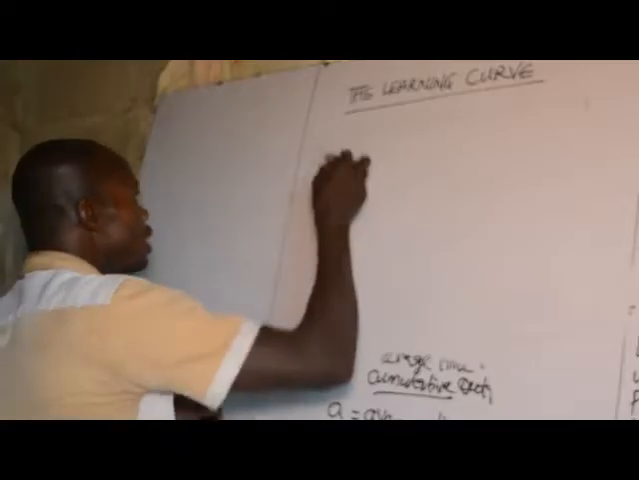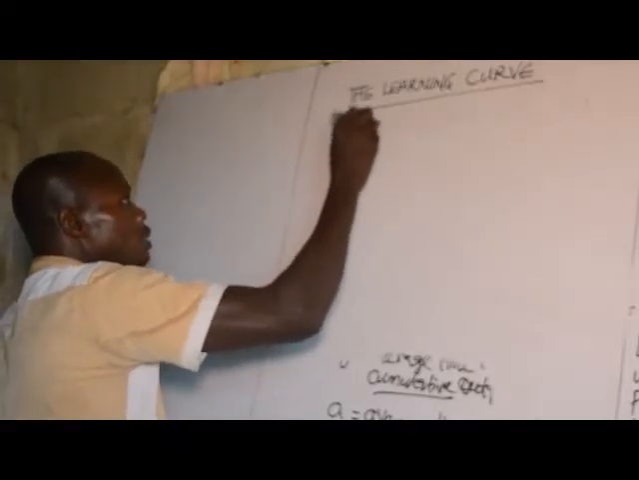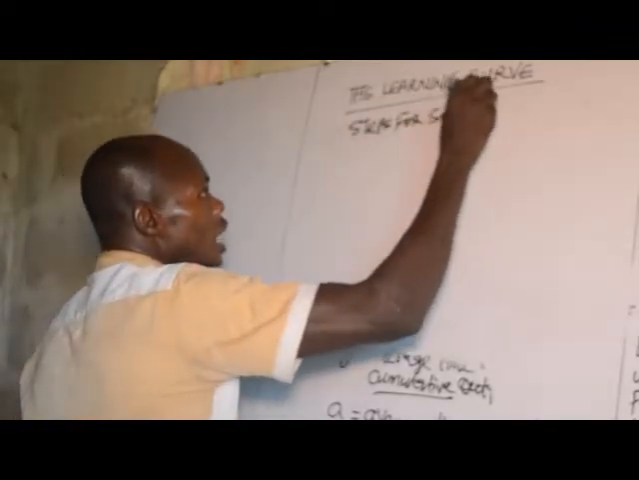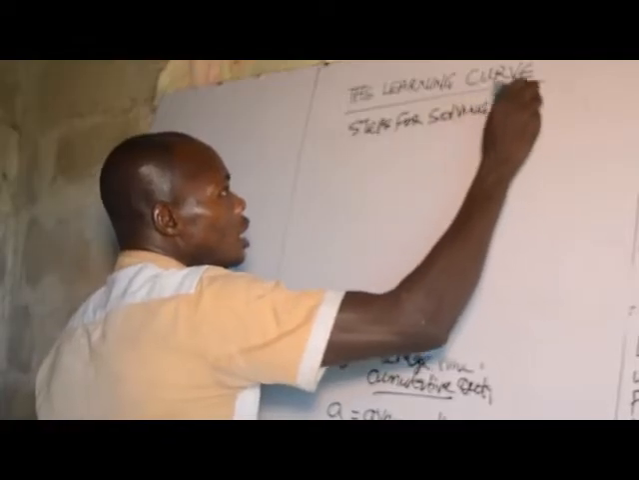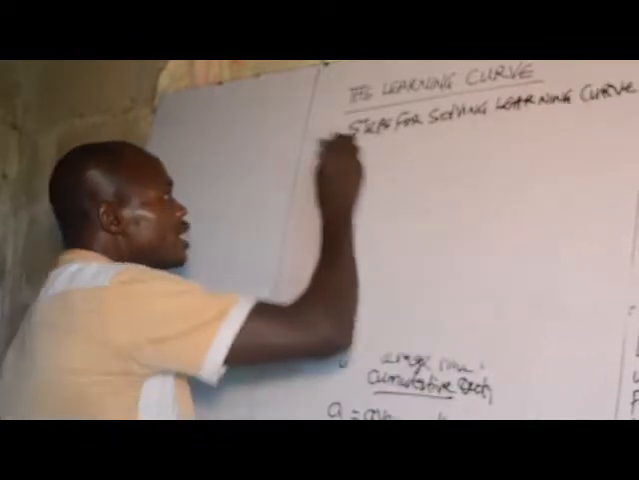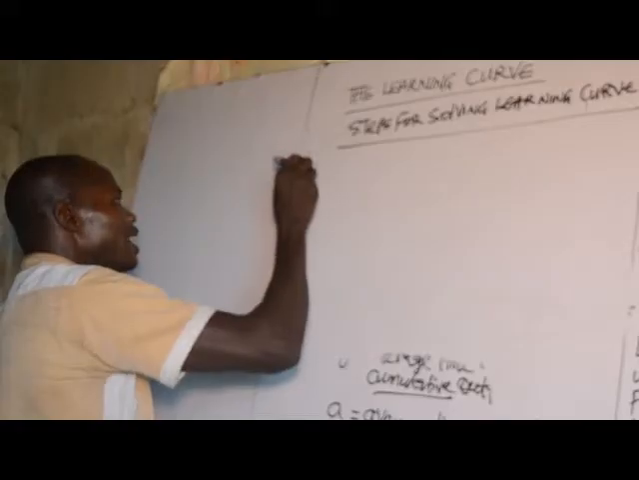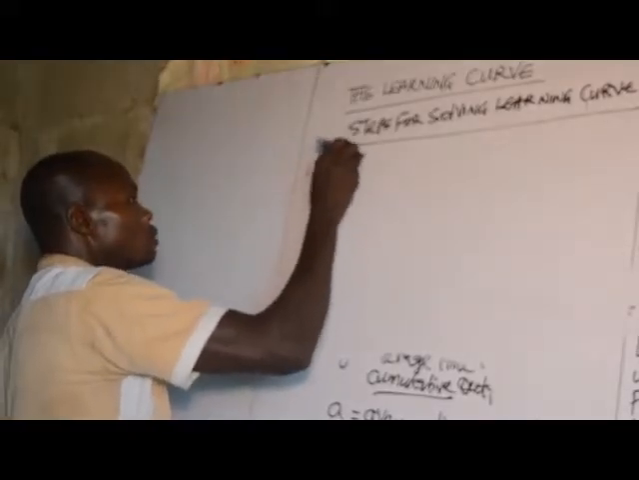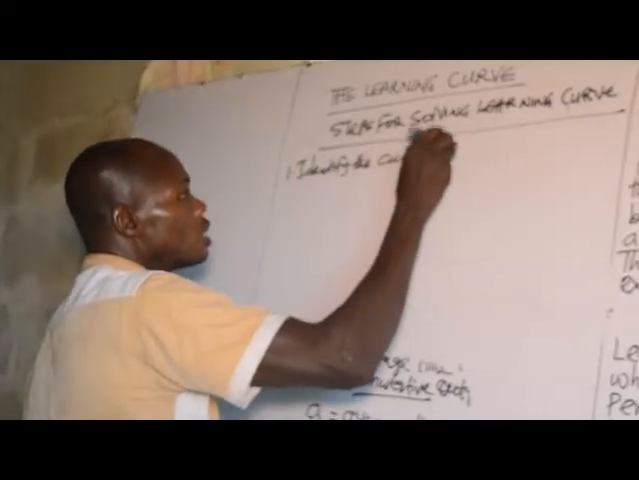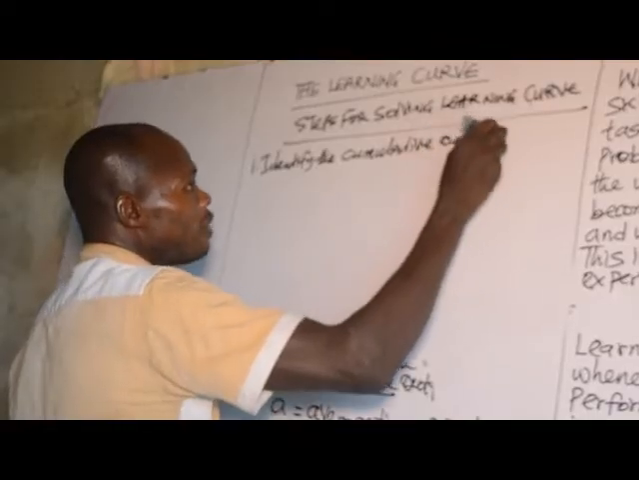I want to consider the steps for solving learning curve. The first step is to identify the cumulative output. That is the first step.